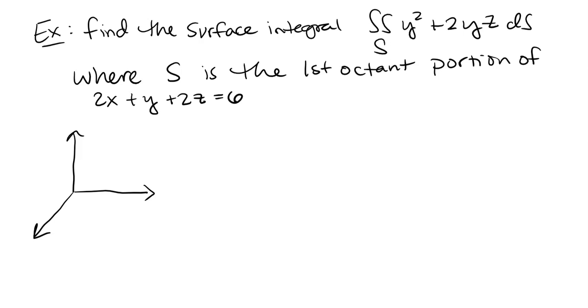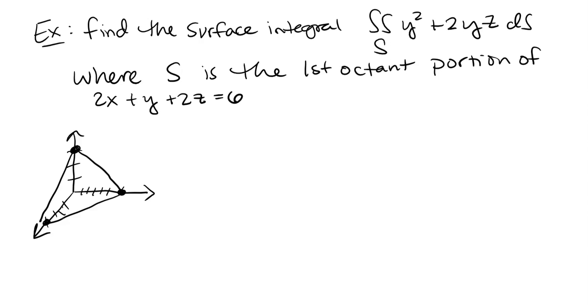We can look for the intercepts by letting different variables be 0. So let's say for the x-intercept we let y and z be 0. Then we would have 2x equals 6, so x equals 3. If we let y and x be 0, then we get 2z equals 6, so z is 3. And if x and z are 0, then y equals 6. So we've got this portion in the first octant for our surface.